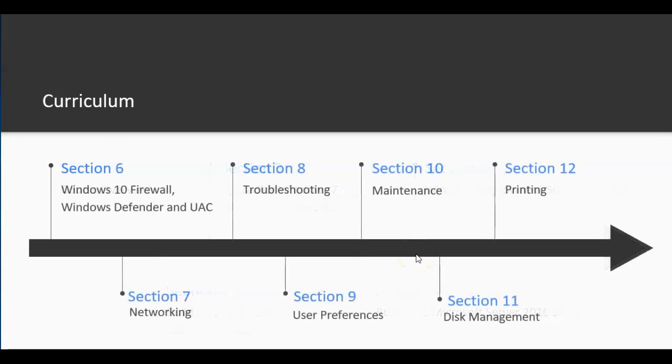Section 6, we talk about the Windows 10 firewall. We look at Windows Defender and the UAC. For Section 7, we get into networking. And in Section 8, we get into troubleshooting Windows 10. And Section 9 is user preferences. Section 10, we get into maintaining Windows 10. And Section 11 will be disk management. And finally, in Section 12, we get into printing with Windows 10.